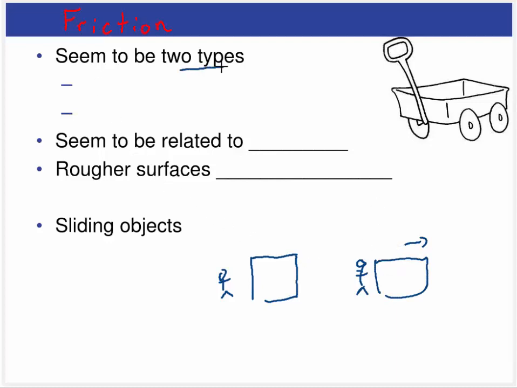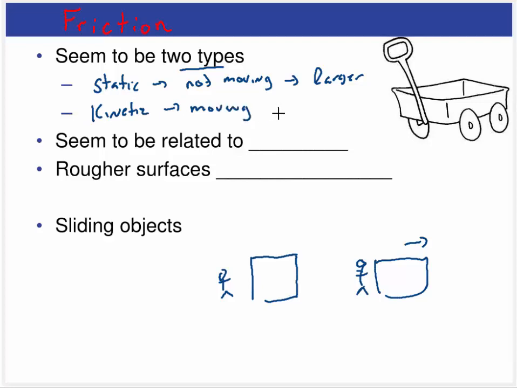So there seem to be two types of friction. There's static friction, which is when things are not moving, and it seems to me that this type of friction is going to be a much larger force. And then there's also kinetic friction, which is when things are moving, and this seems a little bit easier to move, so it's going to be a smaller force due to friction.